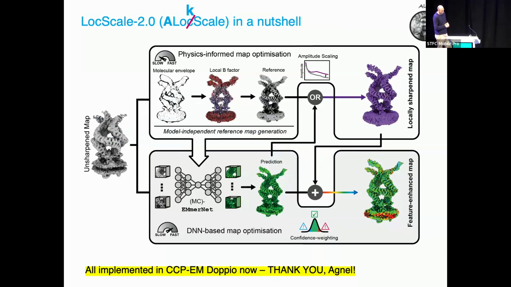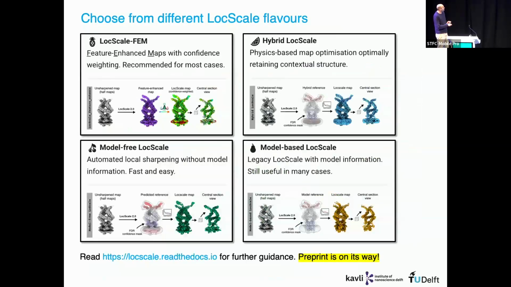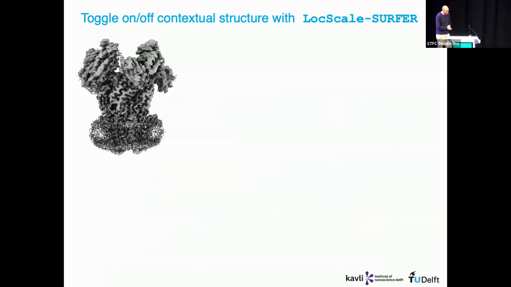And all of this is now also implemented in CCP-EM thanks to Agnel. As I said, it comes in different flavors. So there are different ways you can run LocScale, and some of these flavors may be most suited for your method. If you want to learn more about this, you can look at the documentation, which I hope is complete. There's a preprint underway. Maybe next week we can finish it up.